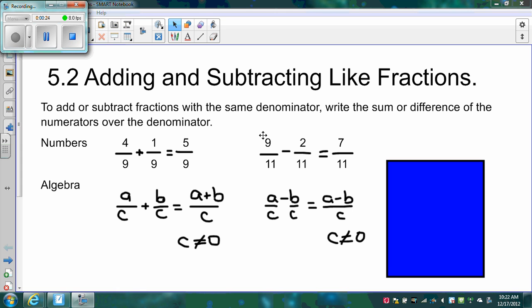So for example, 4/9 plus 1/9 is equal to 5/9. So we simply added the 4 plus the 1 and kept the same denominator. Or you could have 9/11 minus 2/11 equals 7/11. And the same can be said if we use these algebraic terms and variables, as long as the denominator is not equal to 0.